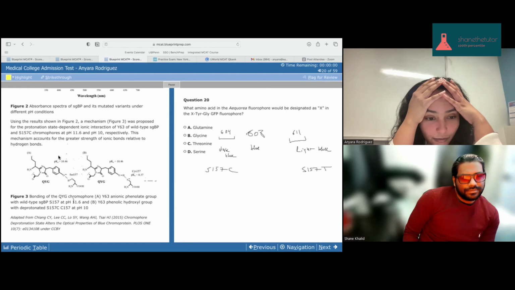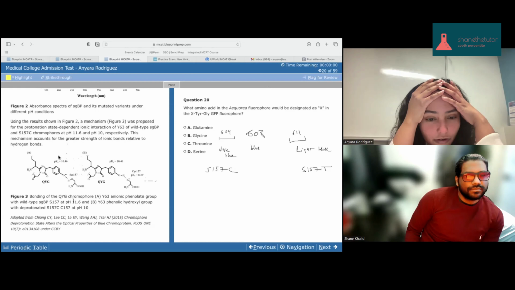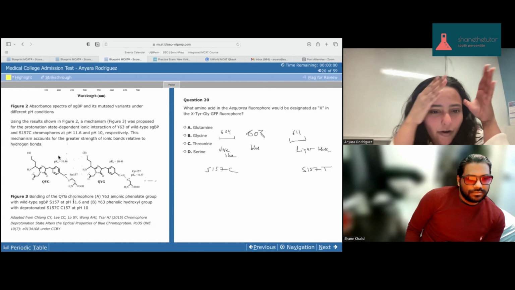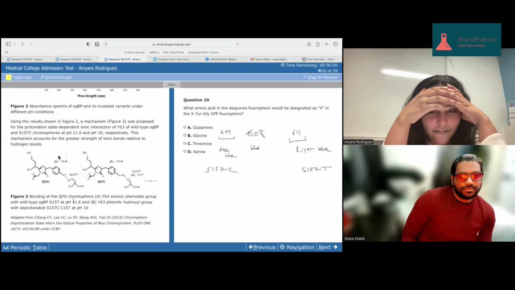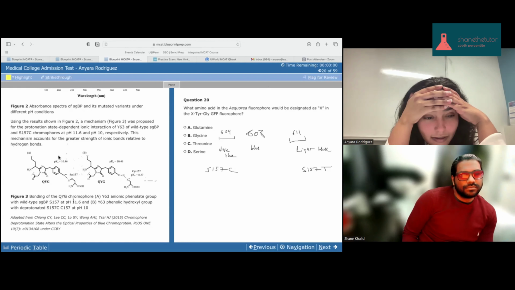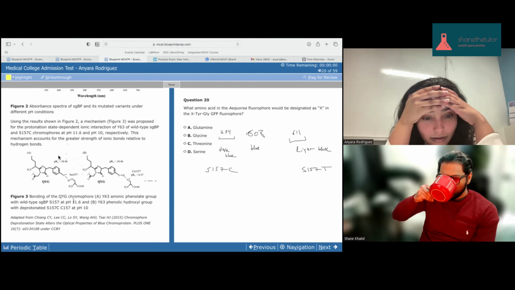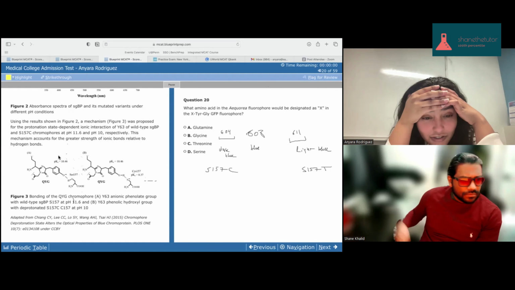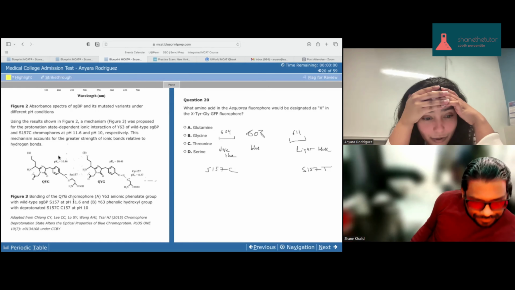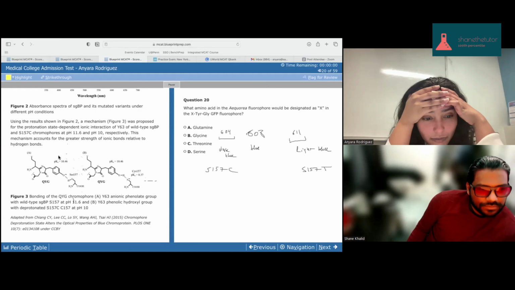Okay, so we have QYG. Bonding of the QYG chromophore. First part, we have Y63 anionic phenolate group with wild type SGBP at pH 11.6. And then in B, we have Y63 phenolic hydroxyl group with deprotonated S157C at pH 10.